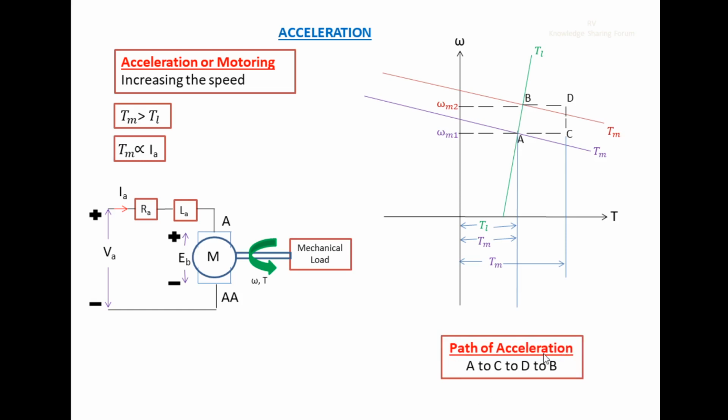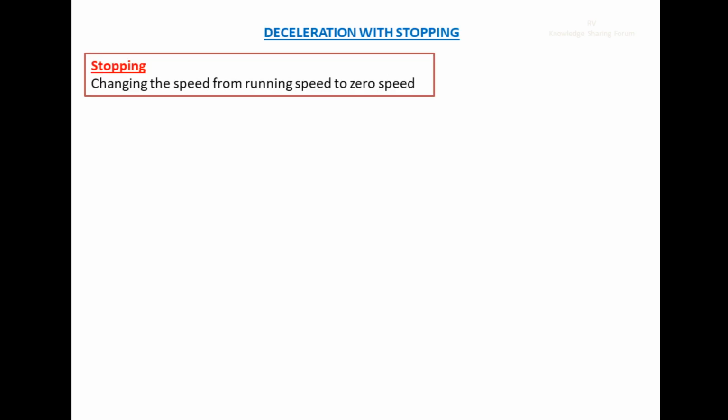Therefore, the path of acceleration is from A to C, C to D and D to B. So, this is how acceleration, or increasing the speed of a motor, can be done. Now, let us discuss deceleration.